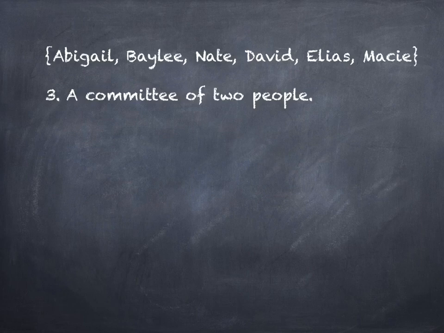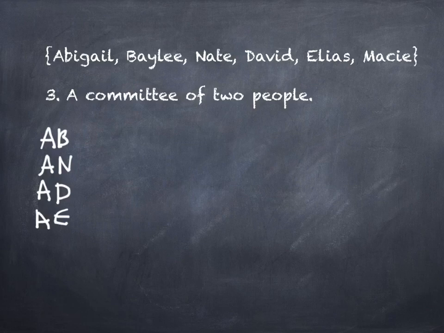We are going to start out with Abby because she's first. All right, so we've got A. Who could she be grouped with? Bailey, or with Nate, or with David, or Elias, or Macy. And I have no other piece that I will write down that will have an A in it. I will not write down an A again because I've grouped her with every single option, so I will not be listing her again. I'm done with her.